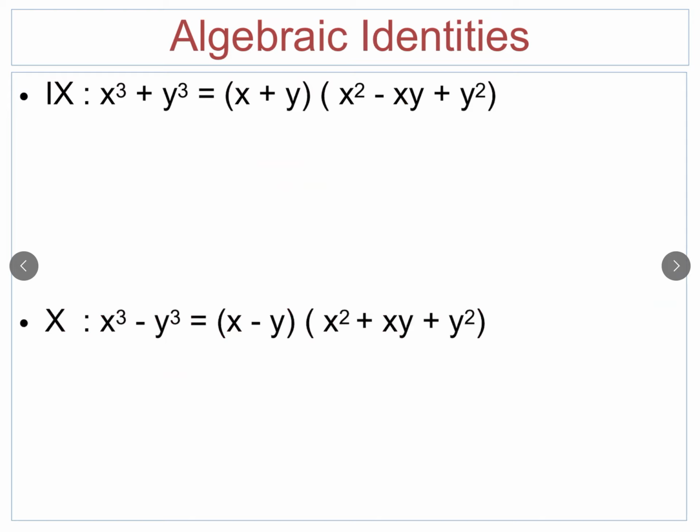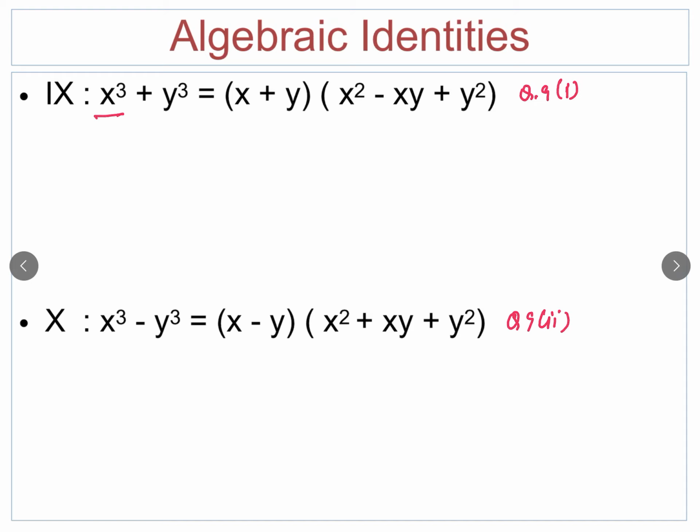Now we have identity number 9 and identity number 10. These are also very important identities. This will also be used in your future classes. It is actually question number 9 part 1, and this is question number 9 part 2 of exercise 2.5, but they are themselves identities. So now we'll verify these identities.